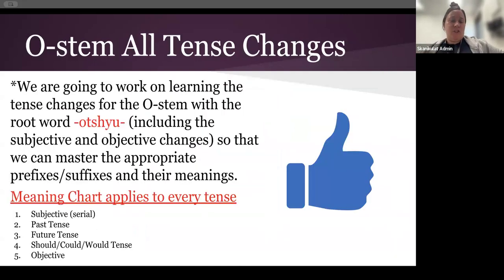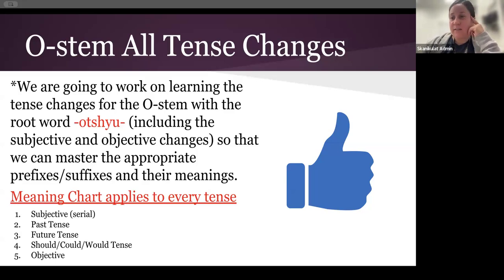So, O stem tense changes. We're going to work on learning the tense changes for the O stem with this root word, ochu. So going way back to the sound practice, TSHY, that combination, when you see that combination in verbs or words, it makes a CH sound: ochu. Okay, so that's how you say the verb root.